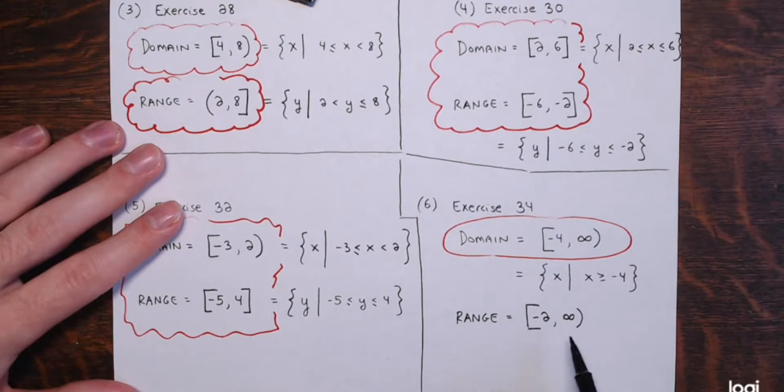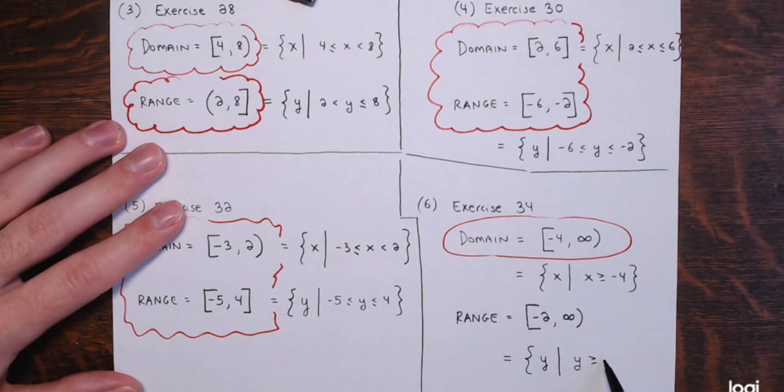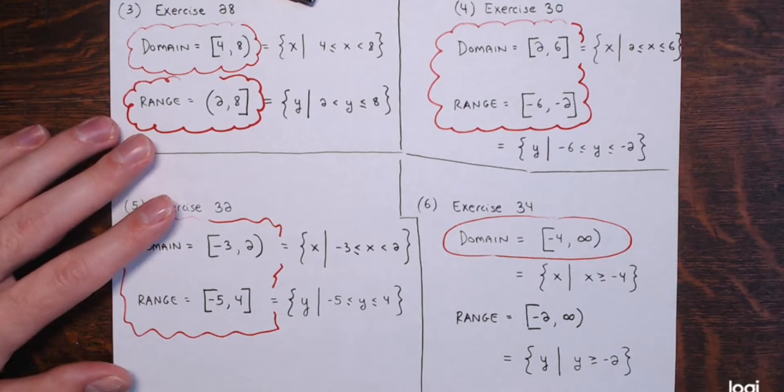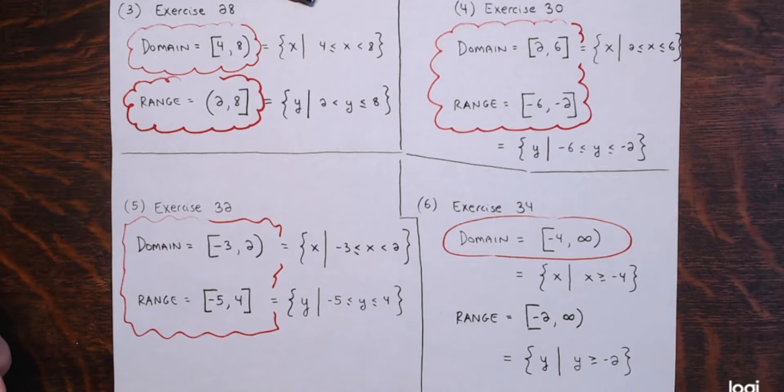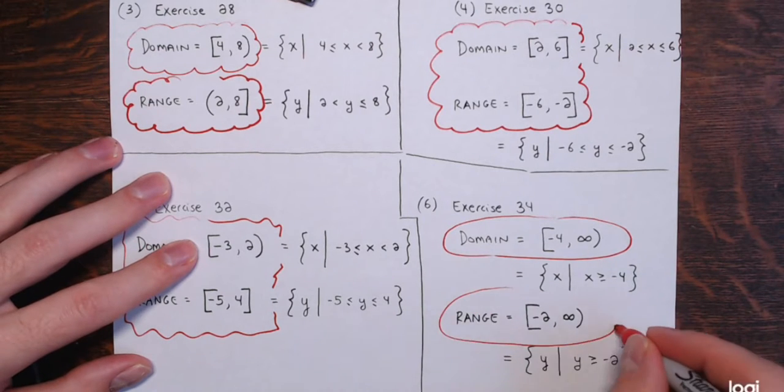But if you were to put this in set builder notation, it would be: the range of this function is all the y coordinates, all the y values, such that y is greater than or equal to -2. And that's it, right? There's no highest value. So all the values greater than -2 or equal to -2 itself. And again, all they wanted was the interval notation, though.